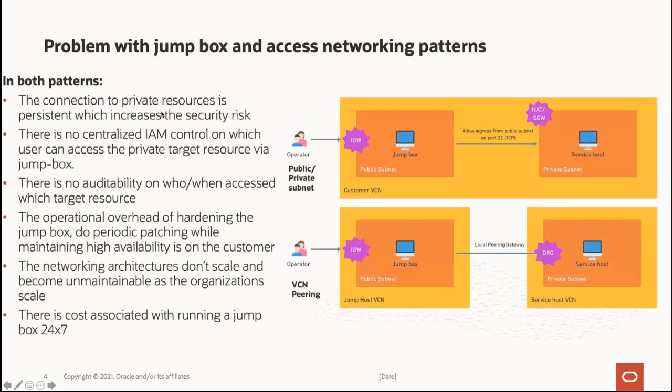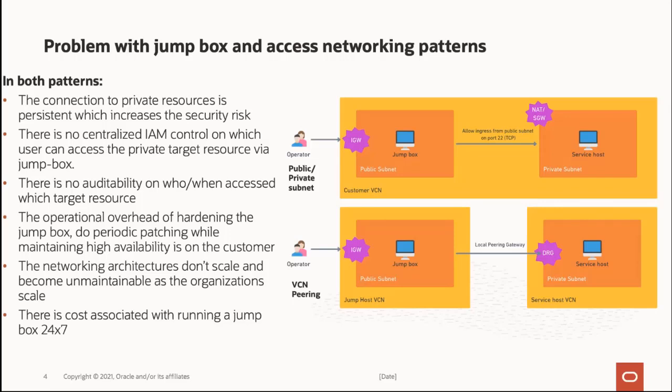The connection to the private resources is always persistent, right? Which increases the overall security risk. There is no centralized IAM control on which user can access the private target resource via the jump box. There is no auditability, right? So you don't know who accessed which target resource and when did they access it.